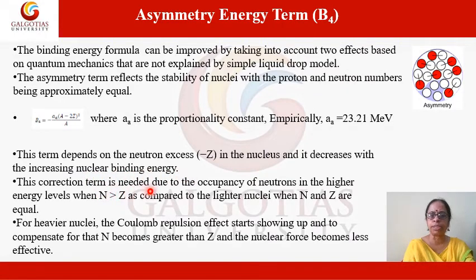The correction term is needed due to the occupancy of neutrons in the higher energy levels when N is greater than Z, as compared to the lighter nuclei when N and Z are equal. For heavier nuclei, the Coulomb repulsion effect starts showing up, and to compensate for that, N becomes greater than Z and the nuclear force becomes less effective.